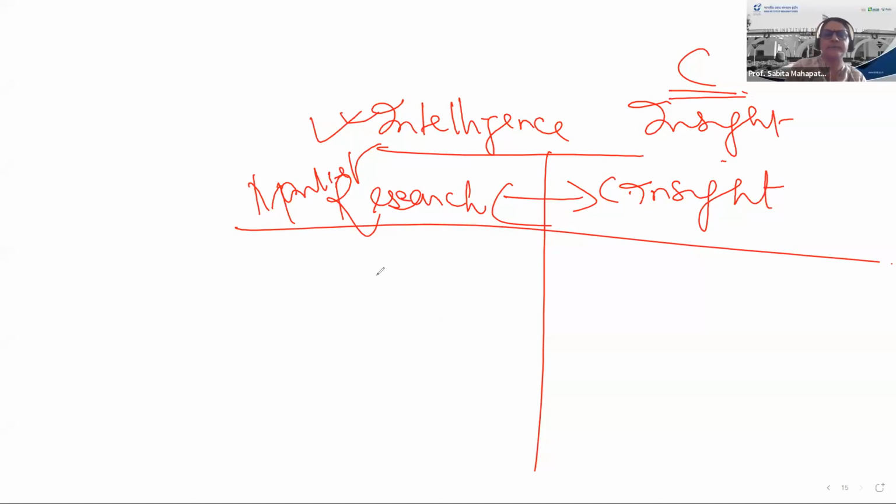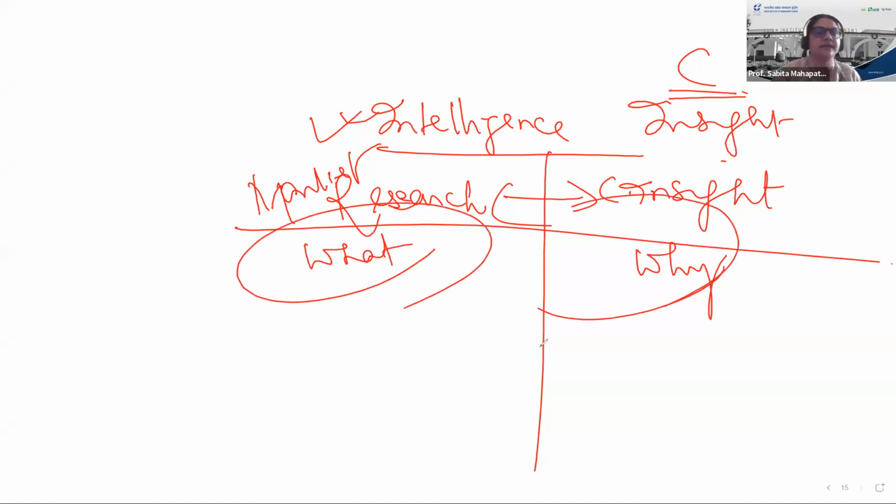Let us make it a little more simple and precise. This is about what. This is about why. So this says what is happening. This will say why it is happening. Got it? So this will give you all the data. It will say what, for example, that females in the class are more serious. This is what. But why are females in my class more serious? That is the insight. I'm just giving a random example. Even males are equally serious.